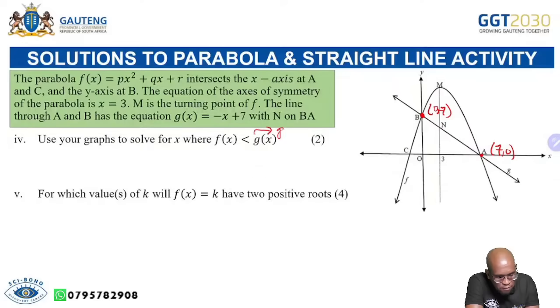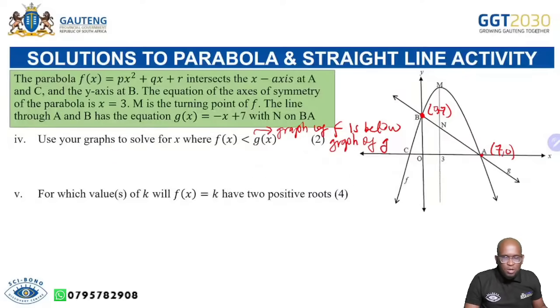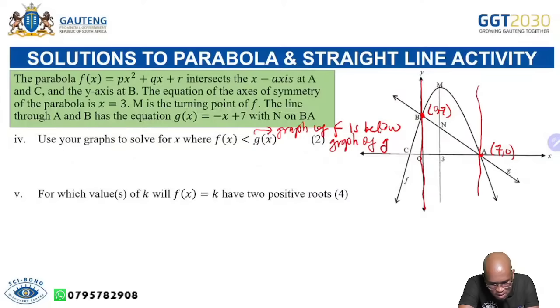So a graph of f here, to interpret this, they want the region where the graph of f is below the graph of g. We need the region where the graph of f is below the graph of g. Now, for you to do that, you need to start on the points of intersection where the two graphs are equal. So I'll normally draw vertical lines on the points of intersection here.